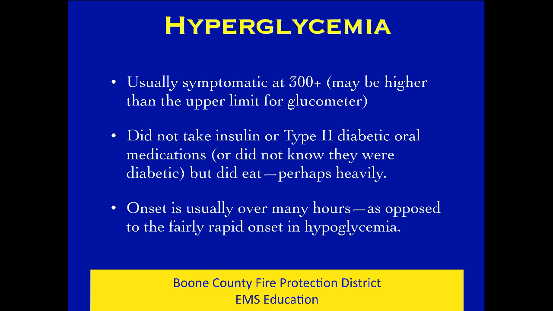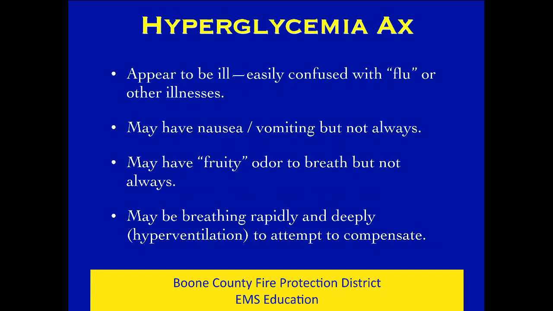And so these folks usually don't get sick in a hurry. The hypoglycemia patient, that can come on pretty rapidly in 15 or 20 minutes or something. But the hyperglycemia patient, that usually is a much longer thing over several hours. And so your history of present illness can help you as well. On assessment, these guys don't look shocky. They look sick. They look like they have the flu or something else. They may have some nausea, vomiting, but not always.